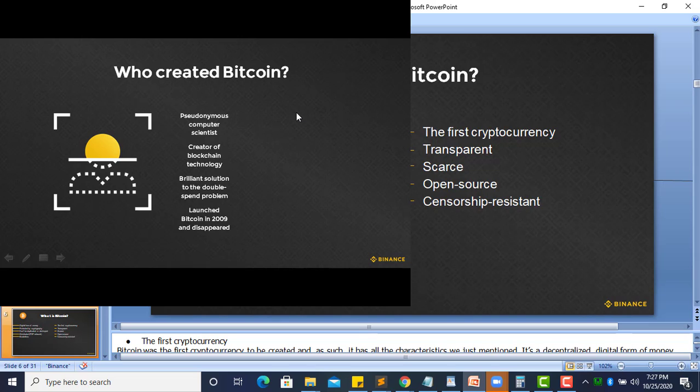So if they ask you who created Bitcoin, just say it's a group of people who gave themselves a nickname called Satoshi Nakamoto. They brought the blueprint in 2008, and then in 2009 they launched Bitcoin for everybody to begin to use, and after that nobody has heard from them. So that is all about Bitcoin.